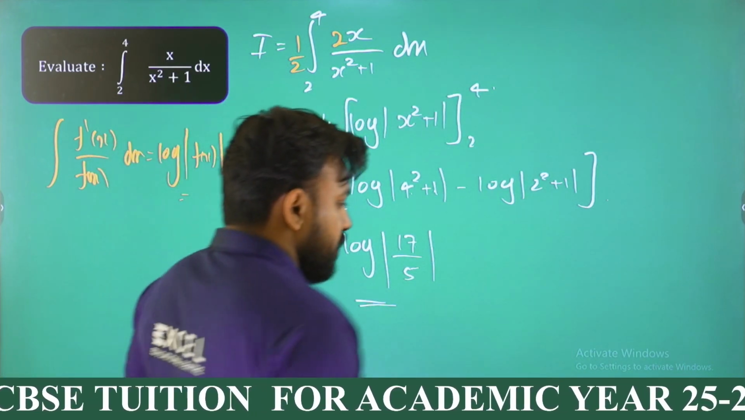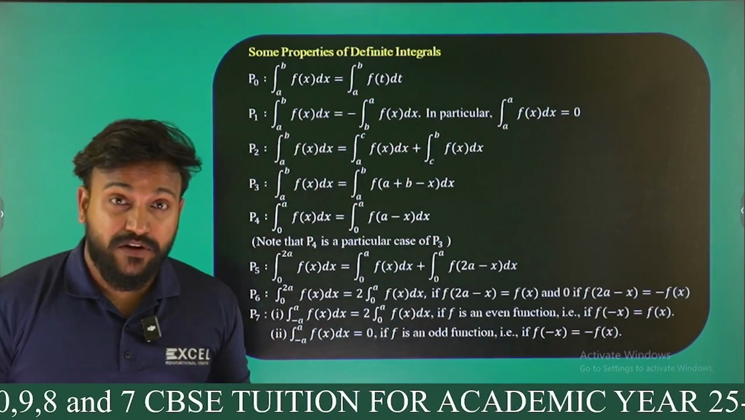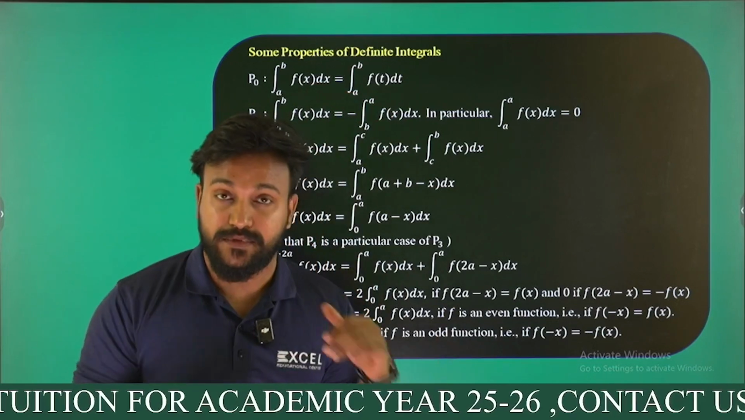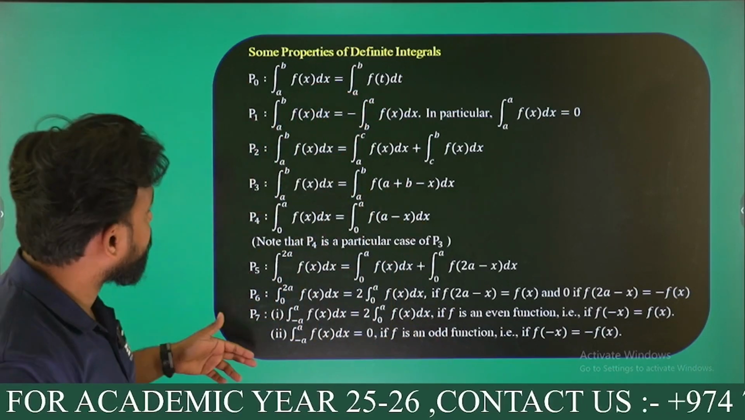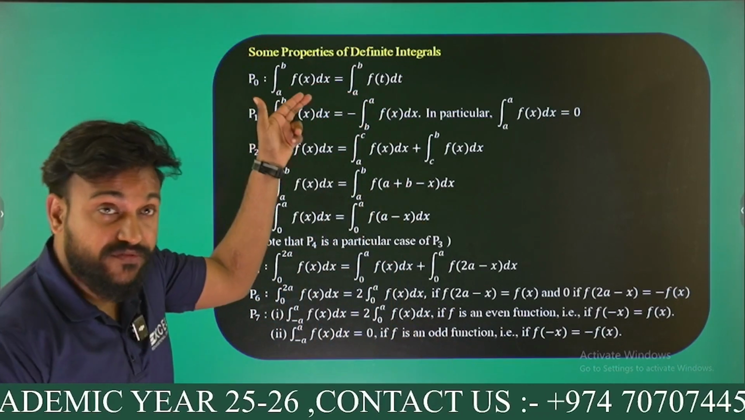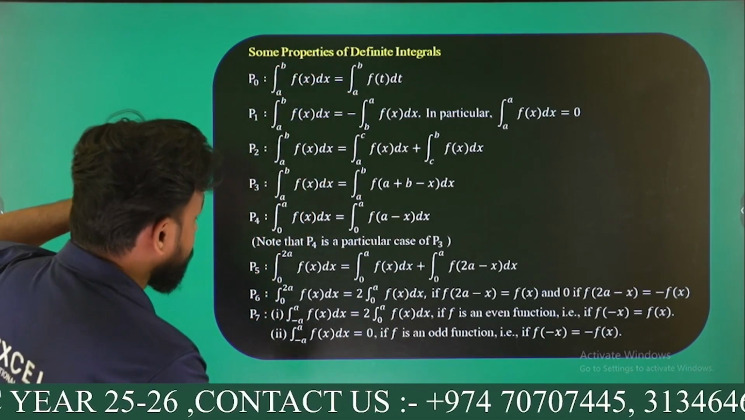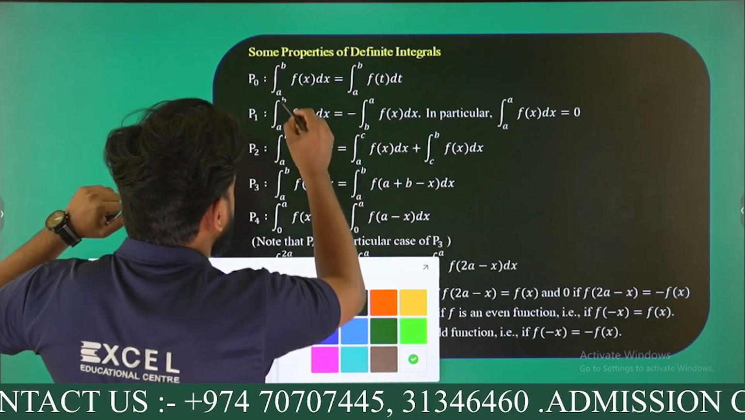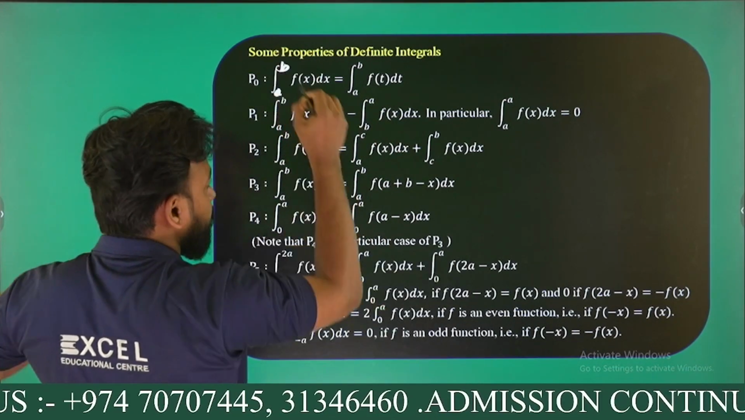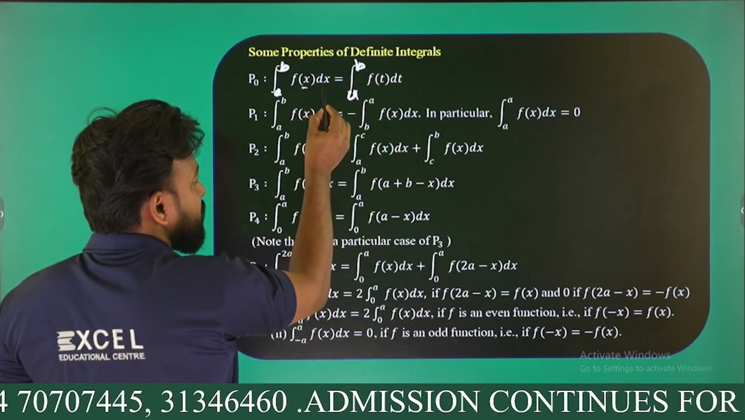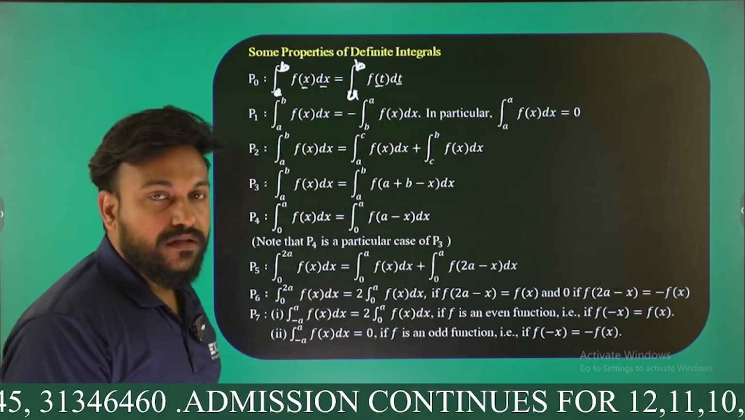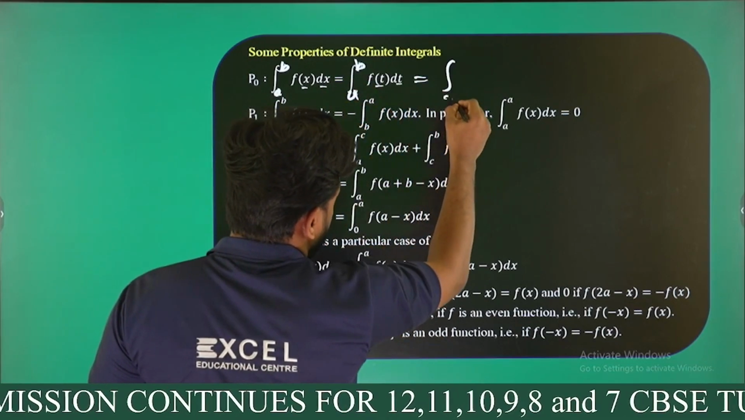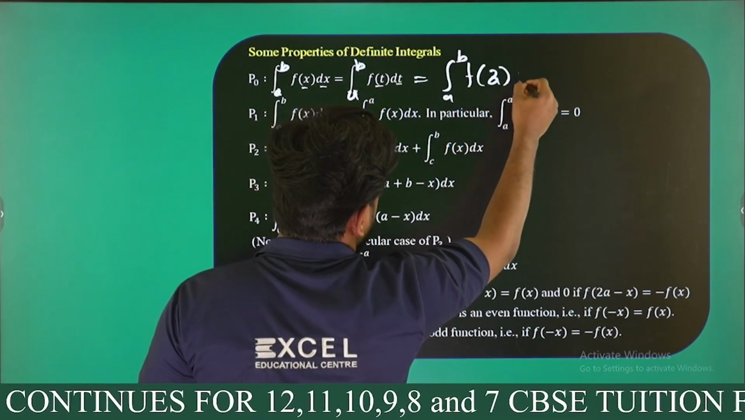Now the last part of this video is the properties of definite integral. There are 7 properties. The first one is the integral a to b f of x dx is equal to the integral a to b f of t dt. That means if it's a definite integral with limits a to b and the limits are the same, it doesn't concern the integrating variable. You can use t, z, you can also write the integral a to b f of z dz.